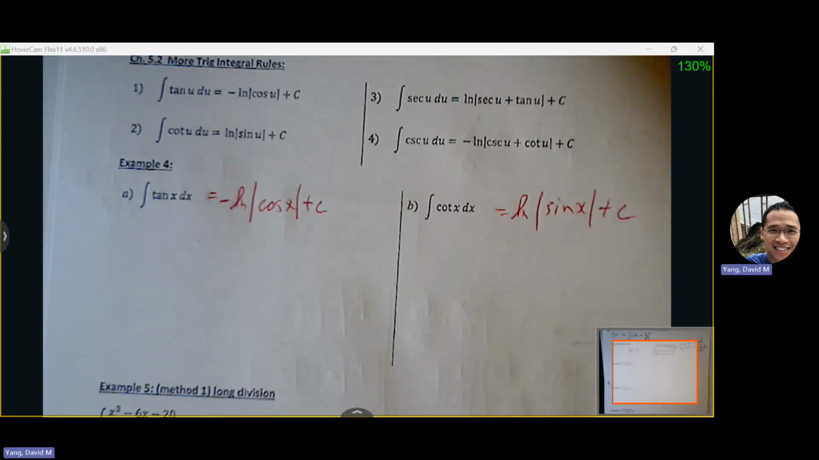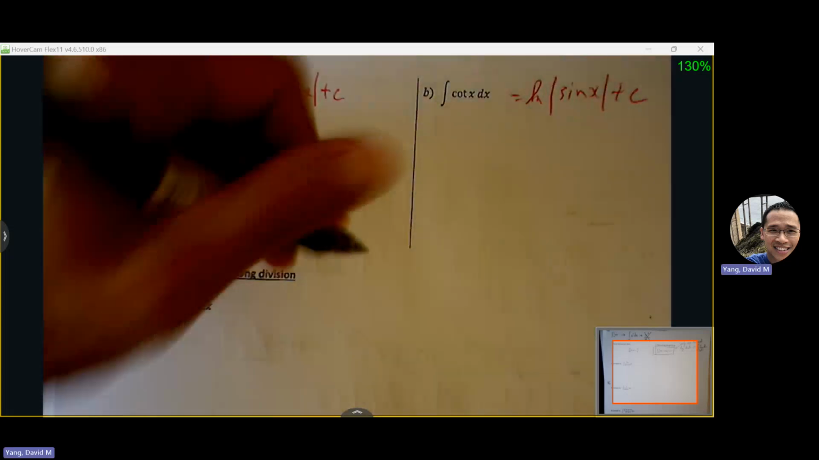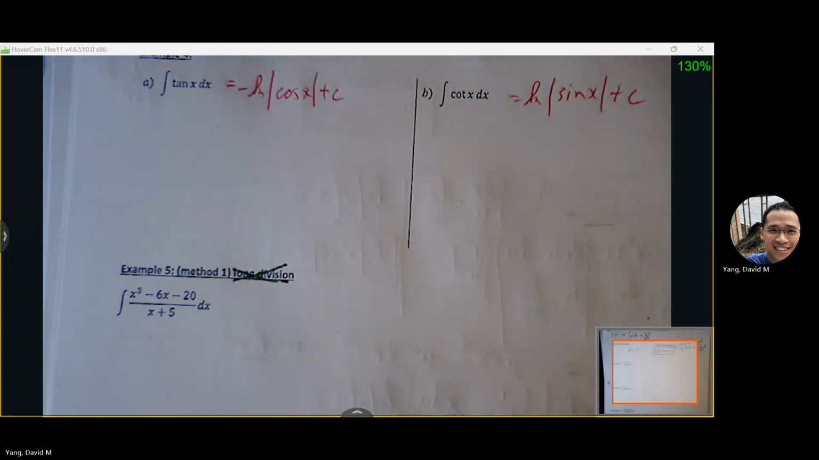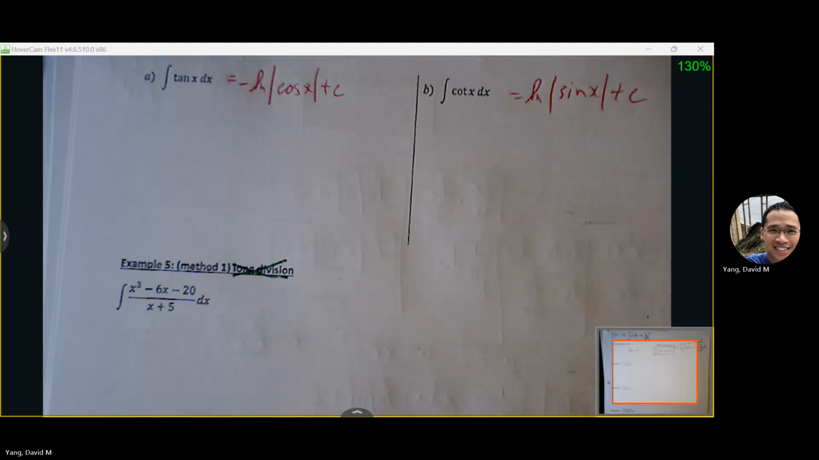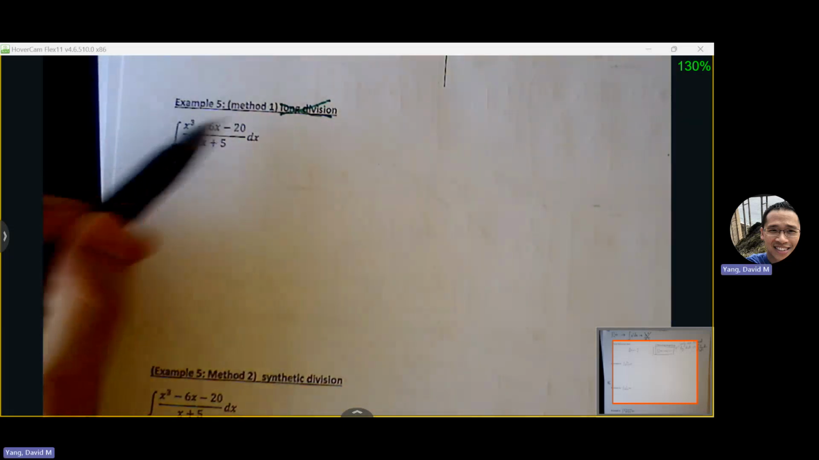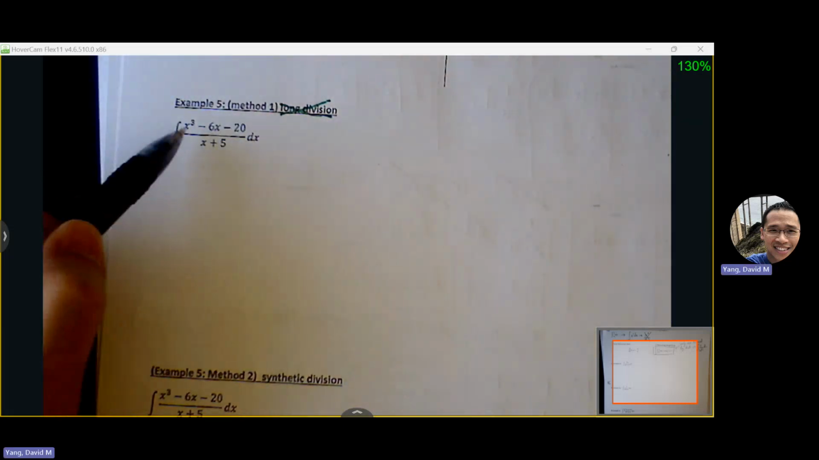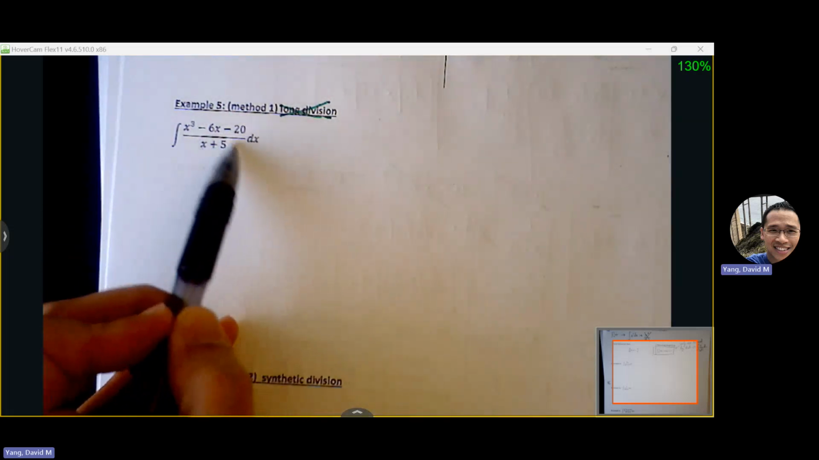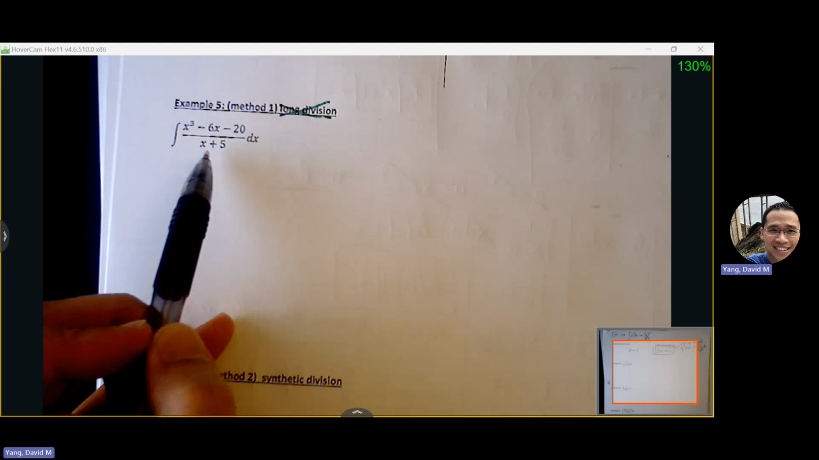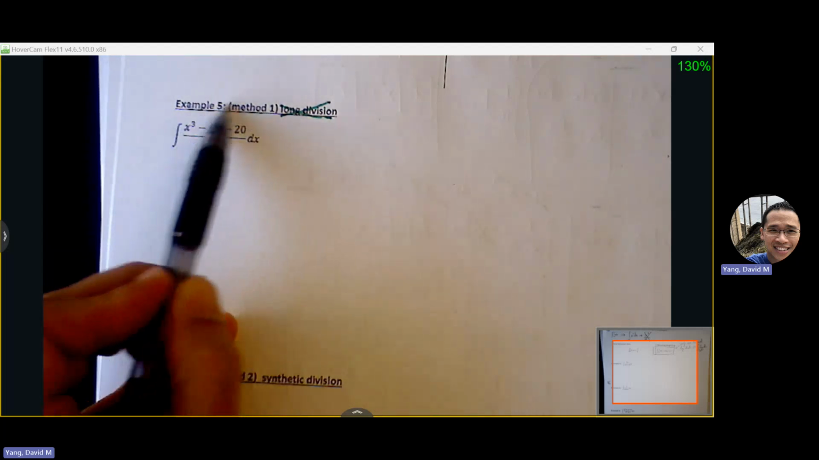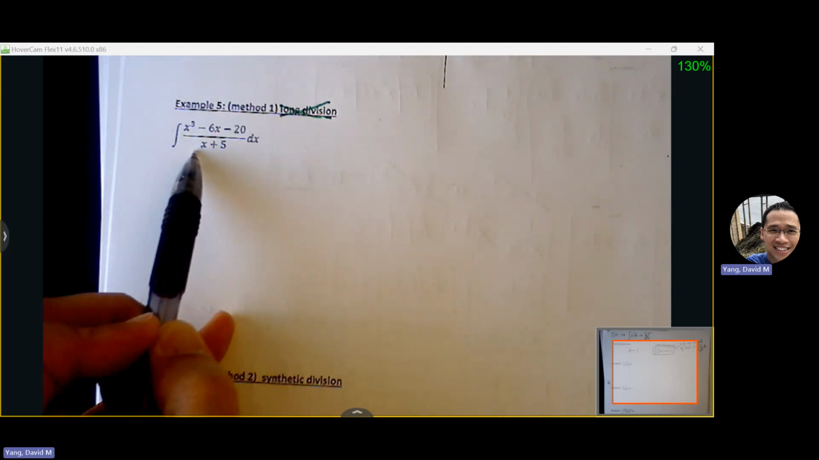Okay, example 5. Let's do another synthetic division. So I'm not going to do long division. It's more like we have to be able to recognize, especially if there's multiple terms above, and then you have x plus 5 or x minus 1 or x plus 2 below. That's the indication. There's a certain look to how synthetic division presents itself.